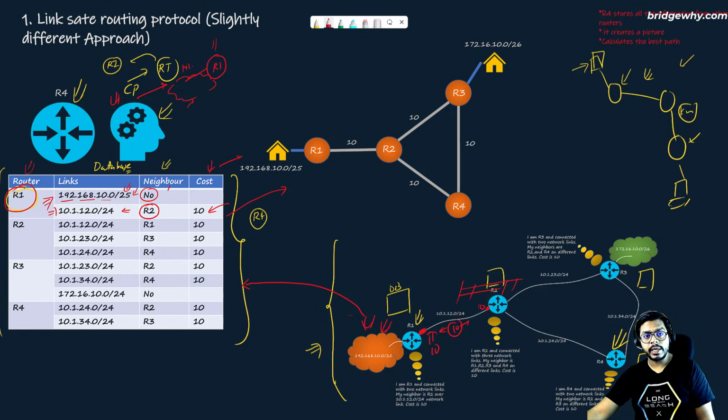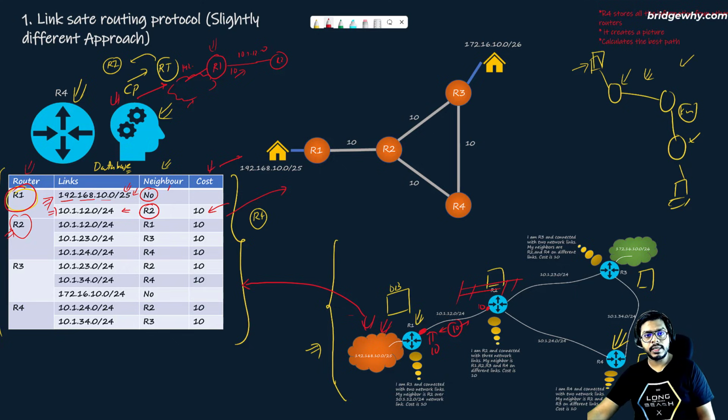And this guy has two links. One is into this network 192.168, and the other network is 10.1.12.0. And it is also saying that over this network, it has a neighbor, which is R2. So I am just drawing this on the basis of whatever information I have. And it is saying the cost here is 10. Interesting, right?